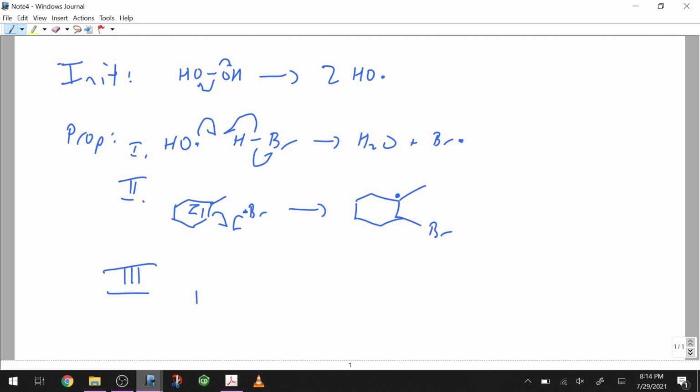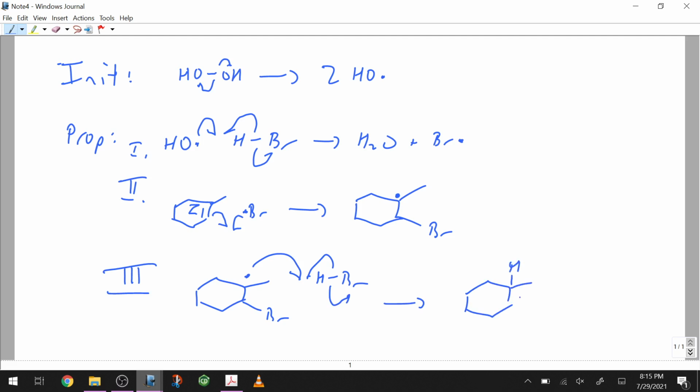Now, we have that radical on our cyclohexane, and we have more HBr. So this now takes hydrogen, and the bromine is left as a radical. So we get this. We now have a hydrogen here. There's no implied stereochemistry. And our leftover is the bromine radical. So that goes back into the job here and becomes a cycle, which is common to all radical reactions.